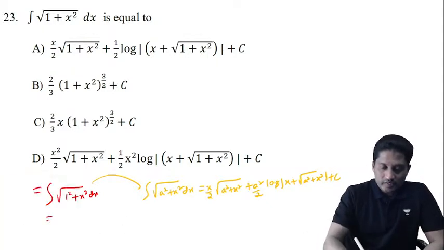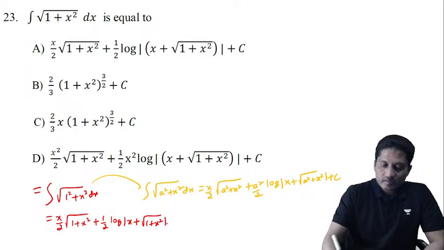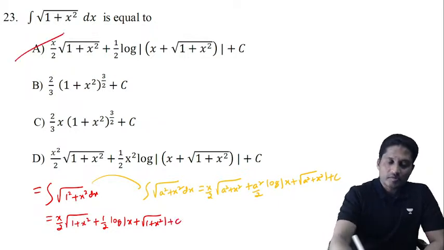Okay, so this is equal to x by 2 into root of a square plus x square, plus a square by 2, that is 1 by 2, log of x plus root of 1 square plus x square, and then plus c. Answer is option A.